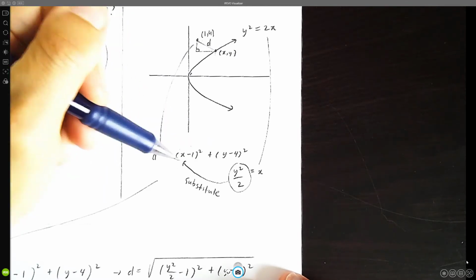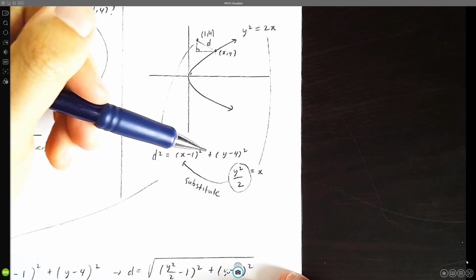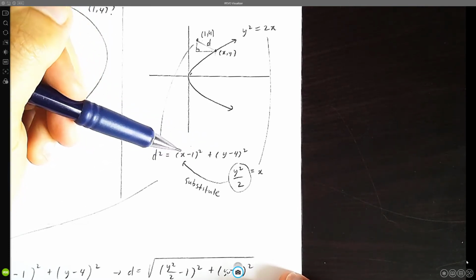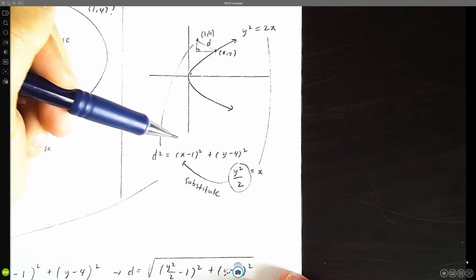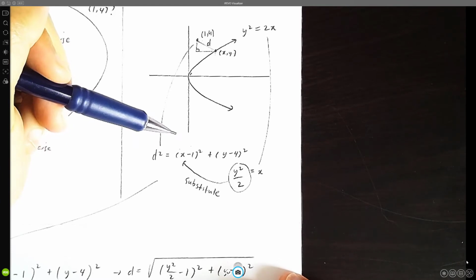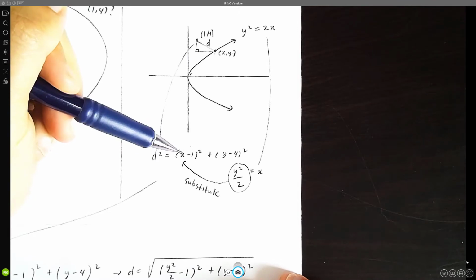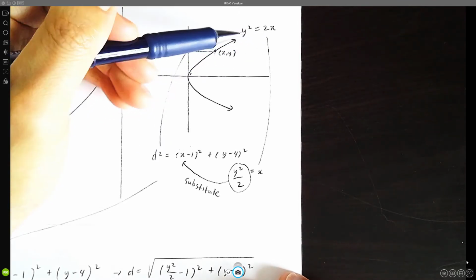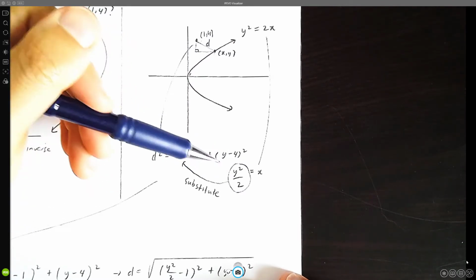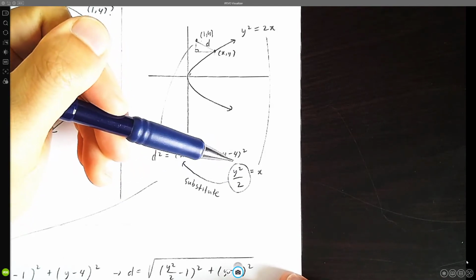So what we have here is the Pythagorean theorem. And what we're doing now is, instead of dealing with two different variables, we're going to deal with the same variable. We're going to stick in the language of y's. This might be a bit confusing because we're always used to x's and y's, but let's just focus on d's and y's. So we're going to substitute for x here. We know that y squared equals 2x. Divide both sides by 2. We get x equals y squared over 2. Replace the x with this y squared over 2. And let's see what happens.